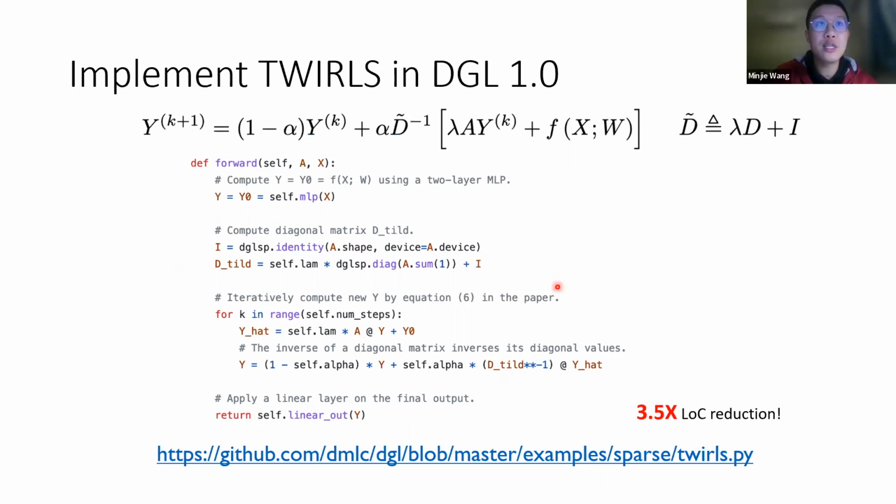Here you can see a very simple piece of code showing how to implement the diffusion process in the TWIRLS model using DGL 1.0 Sparse. And if you're interested, you can also check out the example. We actually include that example in this release.